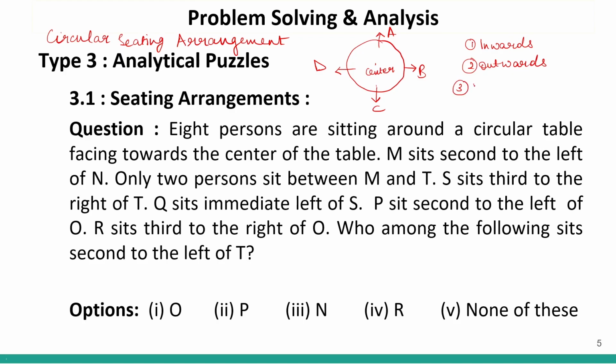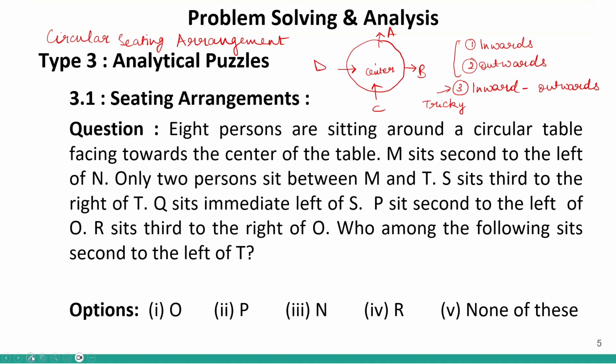The third possibility is some people are facing inwards and some people are facing away from the center. So let's say maybe D is facing in, A is facing out, B is facing out and C is facing inwards. So three possibilities you can get in your circular seating arrangement. Now, this type of question where some people are facing in and some people facing out takes comparatively more time to solve than these two cases.